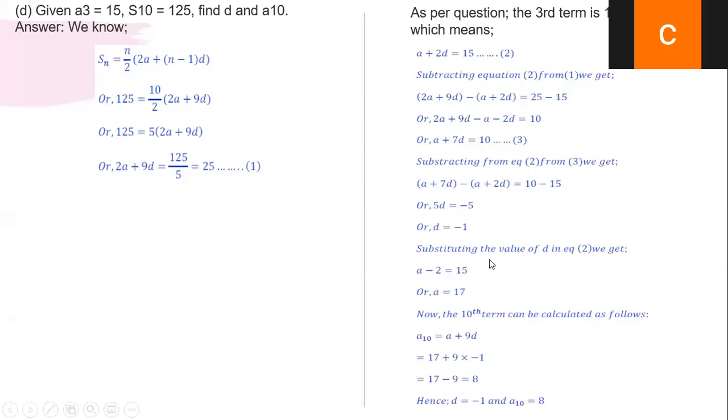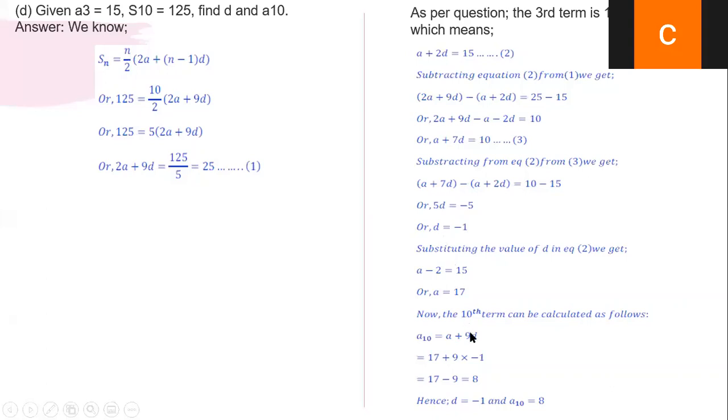Here they applied the d value in equation 2. The d value is minus 1, so minus 2 into minus 1 is minus 2. Minus 2, if we shift towards the right side, 15 plus 2 is 17. Any doubt? No, ma'am.